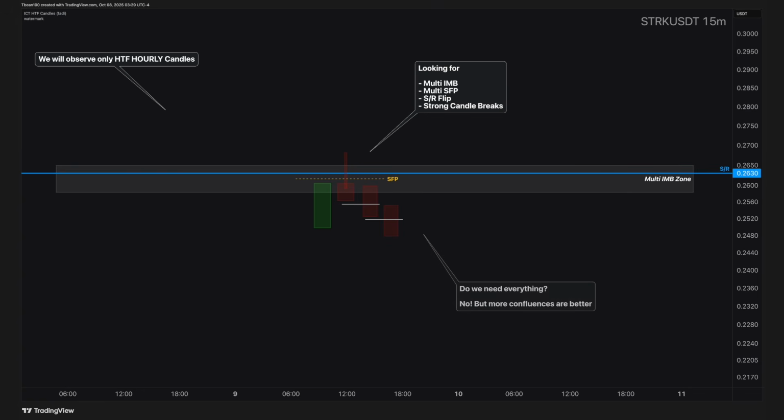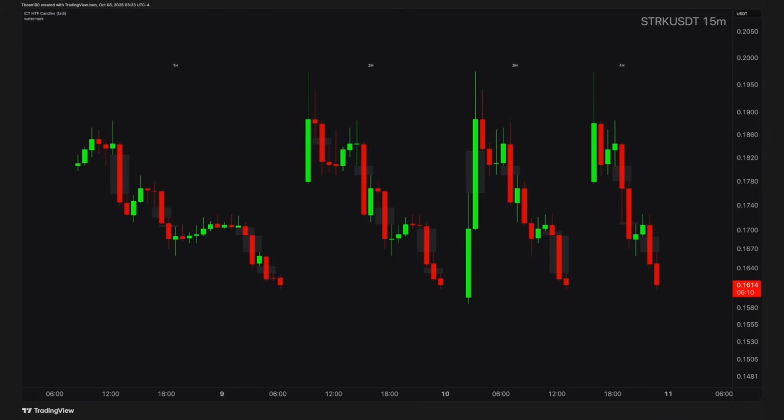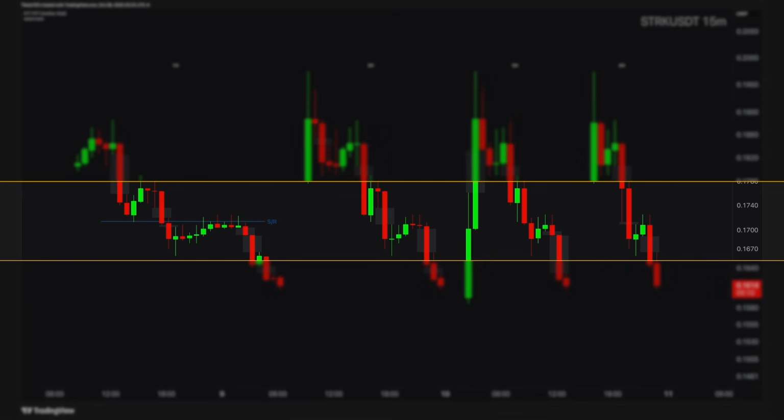Now the question is, do we really need every single one of these signals to make a trade here? Not necessarily, but it is always better to have multiple confluences working together because that helps us increase our chances of winning in each trade. Let's take a look at this price action setup that shows multiple timeframes from 1 hour all the way up to 4 hours, all in a single layout.